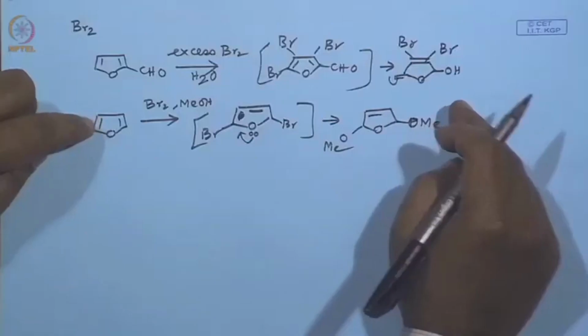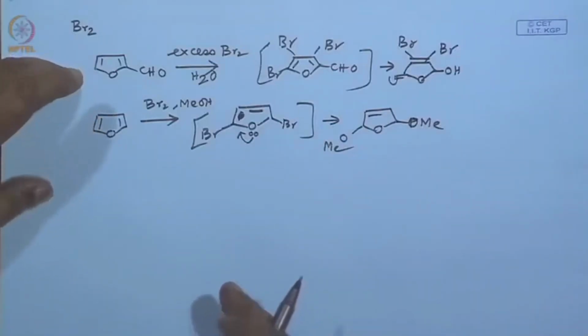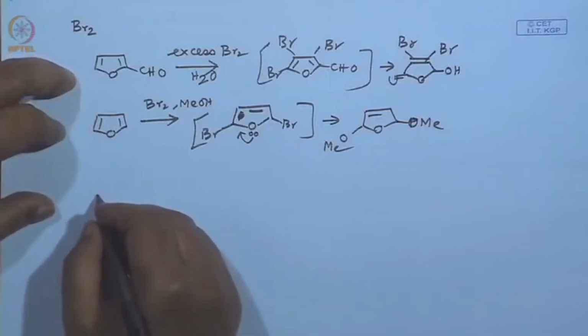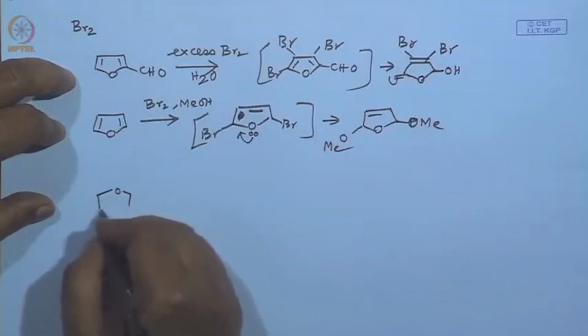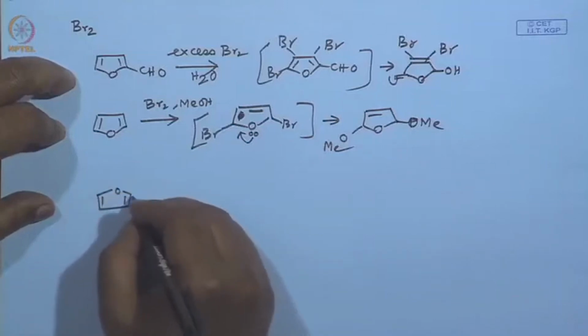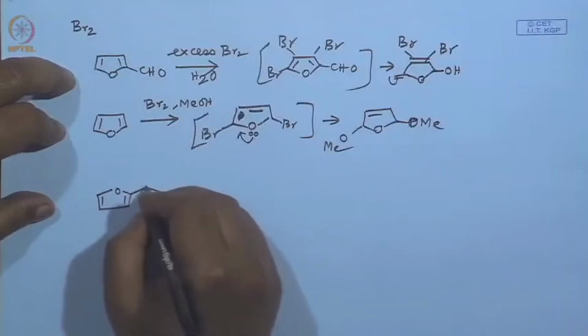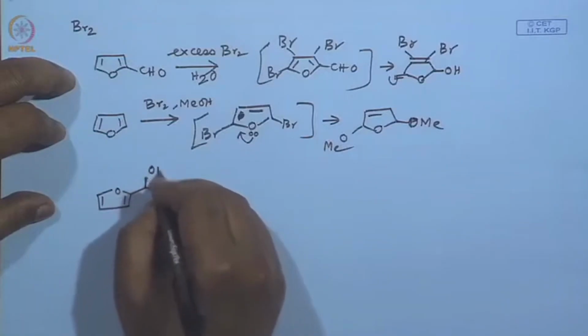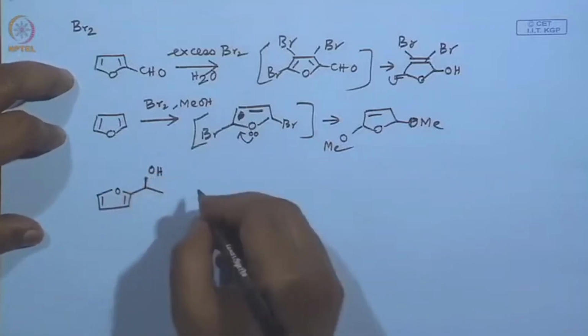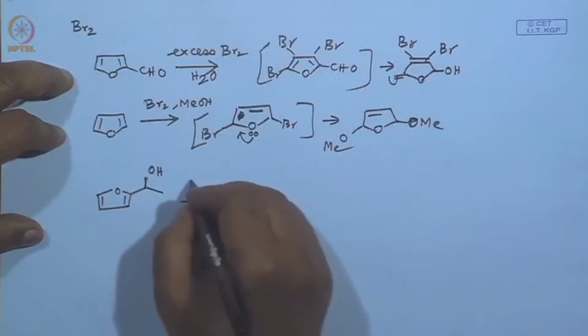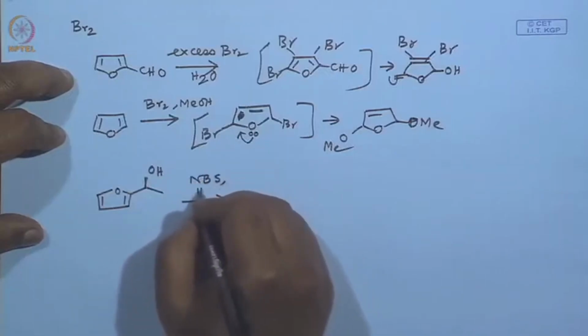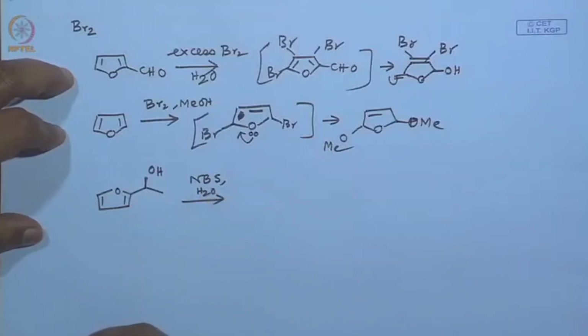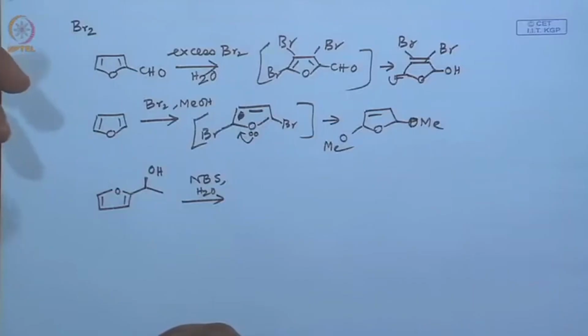Now if you just change the substrate, say initially it was furan, the next example was furfural, furan carboxaldehyde. Now we have a substrate with just a little change. It is now hydroxyfuran, and then the reagent also is changed a little bit, NBS and water. What is it equivalent to? Bromohydrin, bromonium ion and OH.